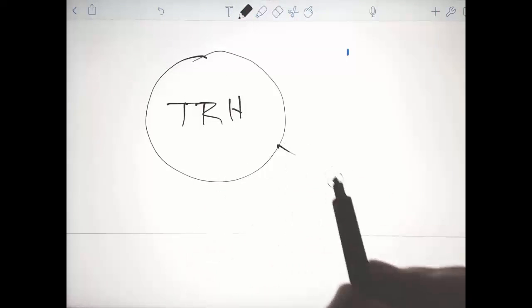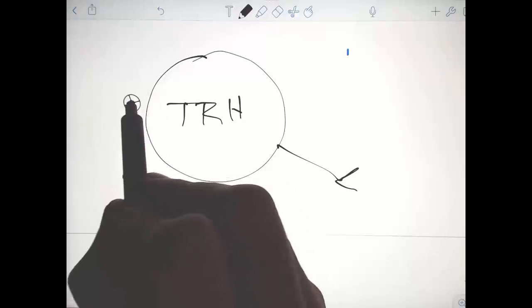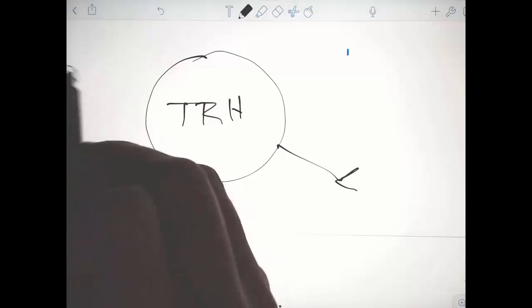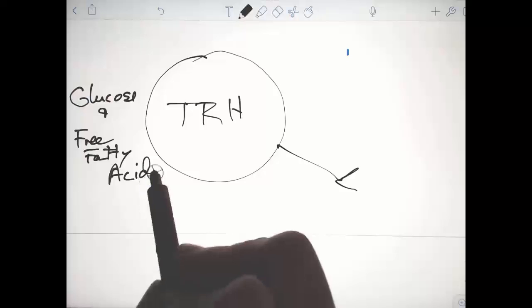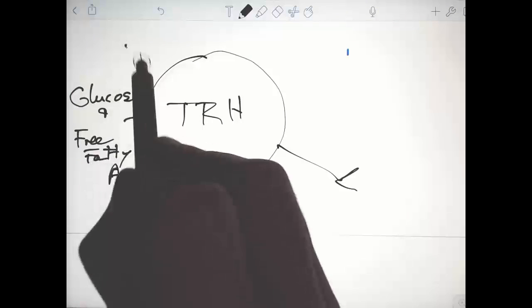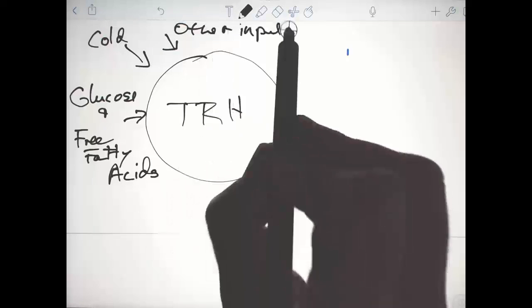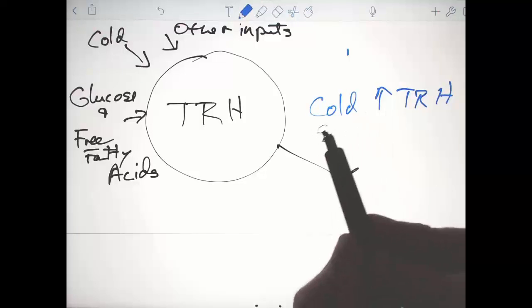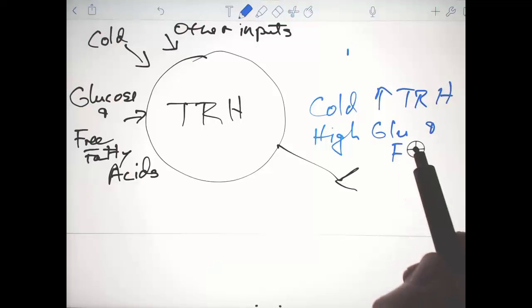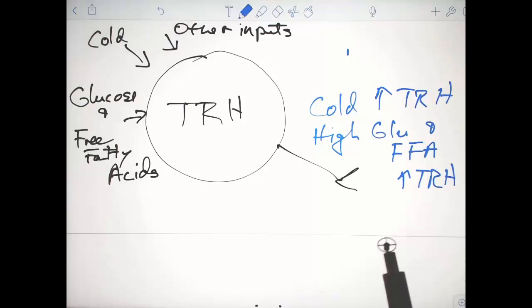TRH neurons in the hypothalamus are regulated by either other neurons or by receptors themselves that respond to glucose levels and free fatty acid levels, two major energy sources, and they respond to cold temperatures and other inputs. Cold increases TRH release, it increases metabolism. High glucose and or free fatty acids increase TRH secretion. So when food is abundant, TRH secretion is high and metabolic rate goes up.